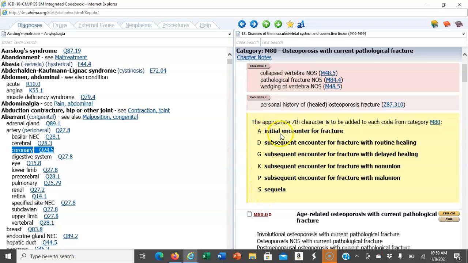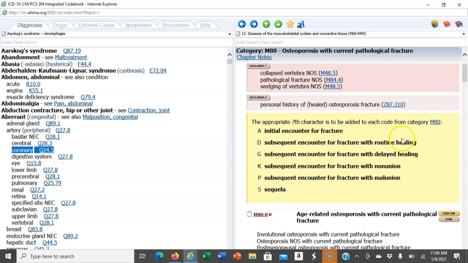If it's the initial encounter, it's A. And unless the documentation tells you differently, it's an initial encounter. And the guidelines tell us that if a patient is being treated for an active fracture, it's initial encounter. If a patient is seeing a physician they haven't seen before for this fracture, it's an initial encounter. If the physician treating the fracture is continuing to treat the active fracture, it's an initial encounter.